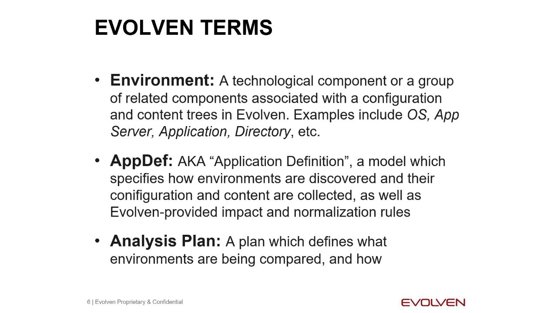Now this app def can also contain impact and normalization rules, and some of those are shipped out of the box with Evolven. When we create normalization rules, they will not be within these templates, but will actually be stored in the Evolven system. For those of you that have been around for a while and didn't know that, impact and normalization rules can be stored directly in the system, and I'll point that out so you see it. And then finally, an analysis plan. This is a plan which defines what environments are being compared and how. The how is how things lined up in terms of the comparison. We'll take a look at that as well, some of the newer features of how analysis plans look.